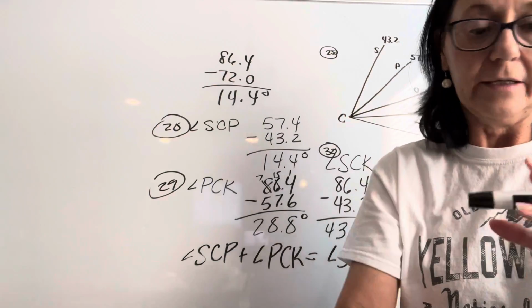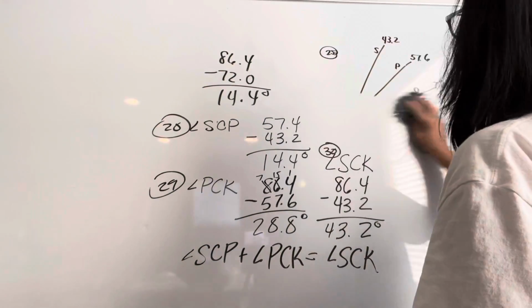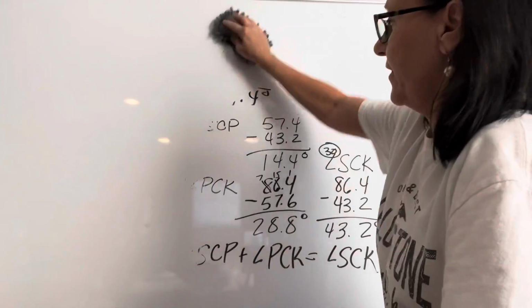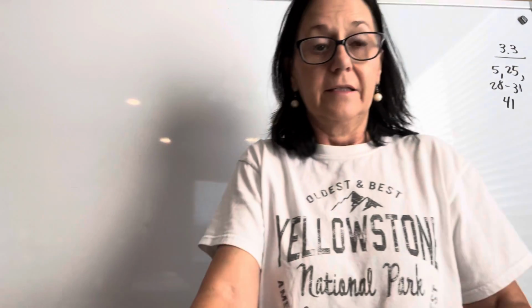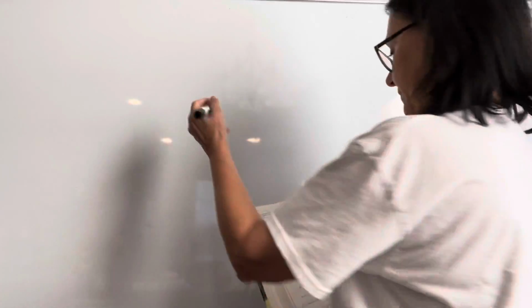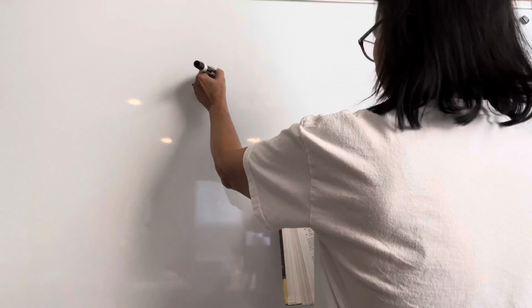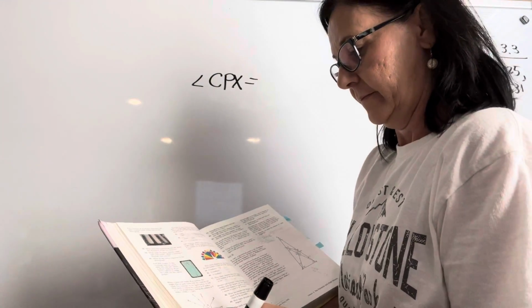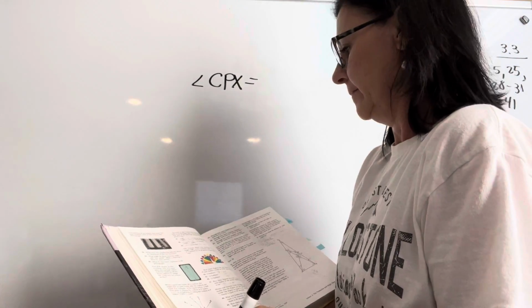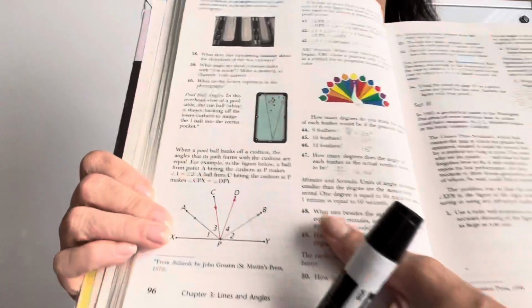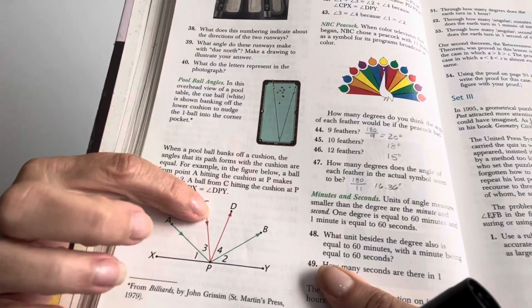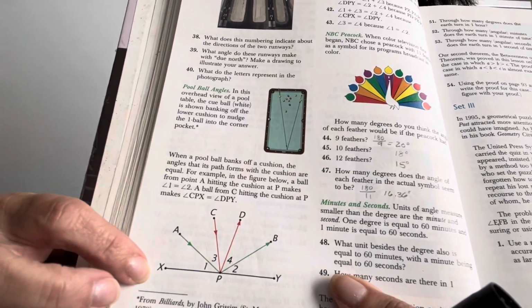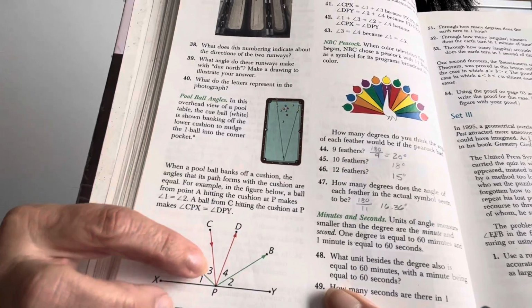And then on to 41. 41 is betweenness of rays 2. The theorem says that a whole angle, this is 41, the whole angle CPX, all right, look in your textbook. CPX, that whole angle equals the sum of that angle and that angle. And that's what the problem says.